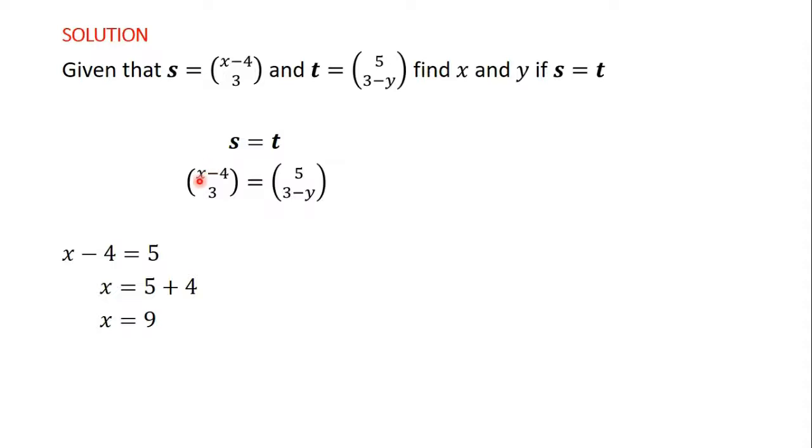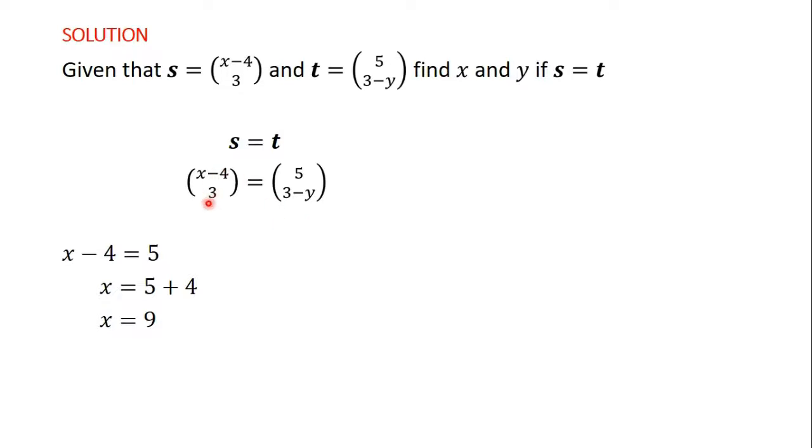So here, x minus 4 is equal to 5. x minus 4 is the x component of this vector s here. 5 is the x component of this vector t. So x minus 4 is equal to 5. This is a linear equation. We've solved a lot of linear equations. So what do you do here? We make x the subject. So you send negative 4 over to this side. So x will give us 5 plus 4, and x is 9.